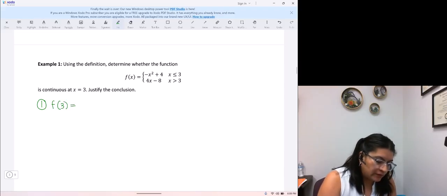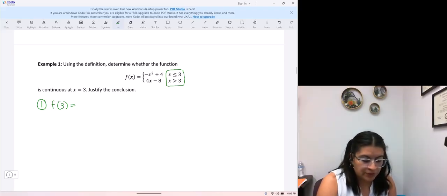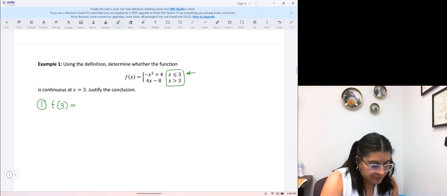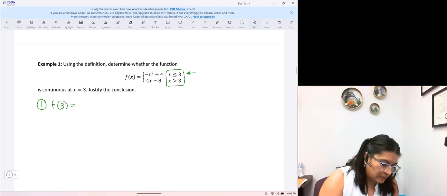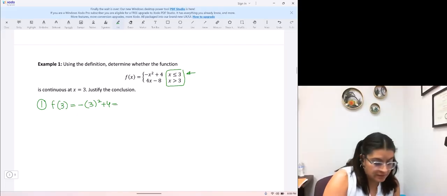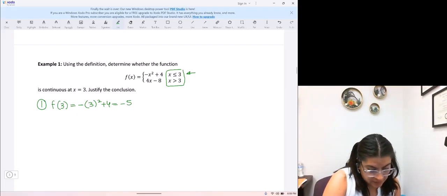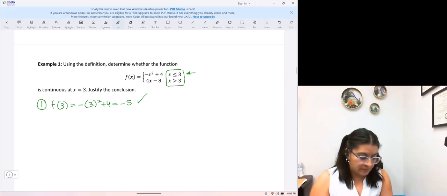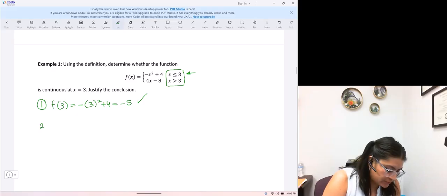And so look at the domain for each one. Which one has the 3? Which one includes the 3? The first one. So I'm going to plug in the 3 into the first formula, and that is negative 5. So this is defined. That's good. I go to the next condition.